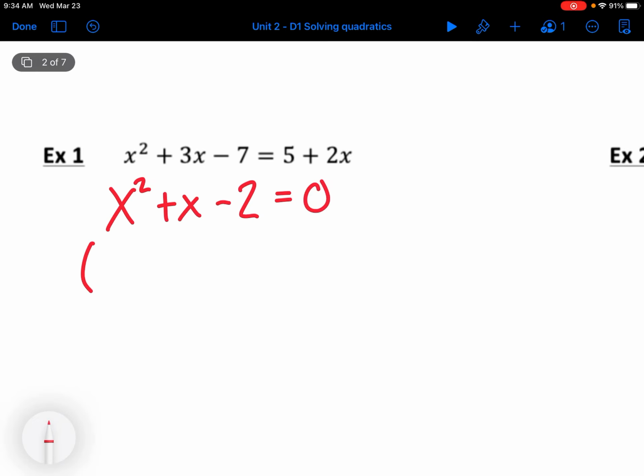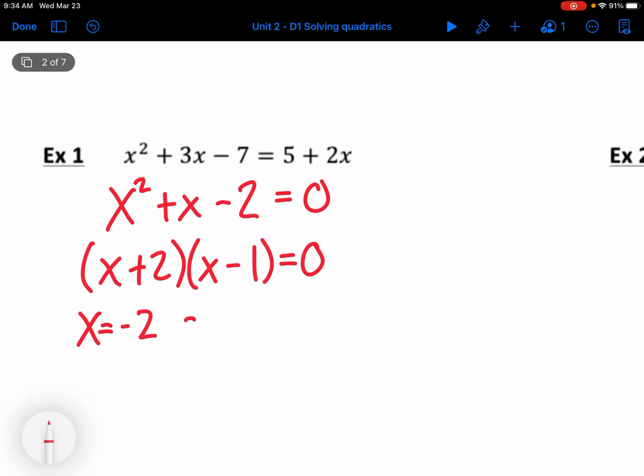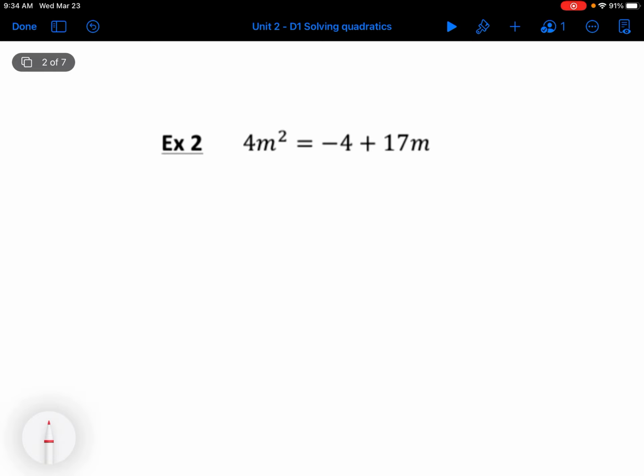Next step would be to factor. Now this is a simple or easy trinomial. We get x plus 2 and x minus 1 equals 0. And then we're going to get x equals -2 or x equals 1, and we're all done. Okay, that's all there is to it. This one is a little bit harder, but really this one's just harder because it becomes a tricky or difficult trinomial.